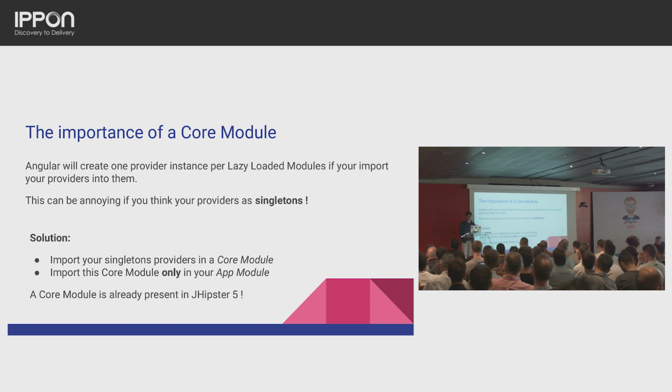So the solution is to create a core module, which will only be imported in the app module, and this core module will have as providers all the singleton providers you want. And in JHipster 5, we already did this work. So if you want to check how this works, and if you migrate, please use the core module to provide your singleton services.